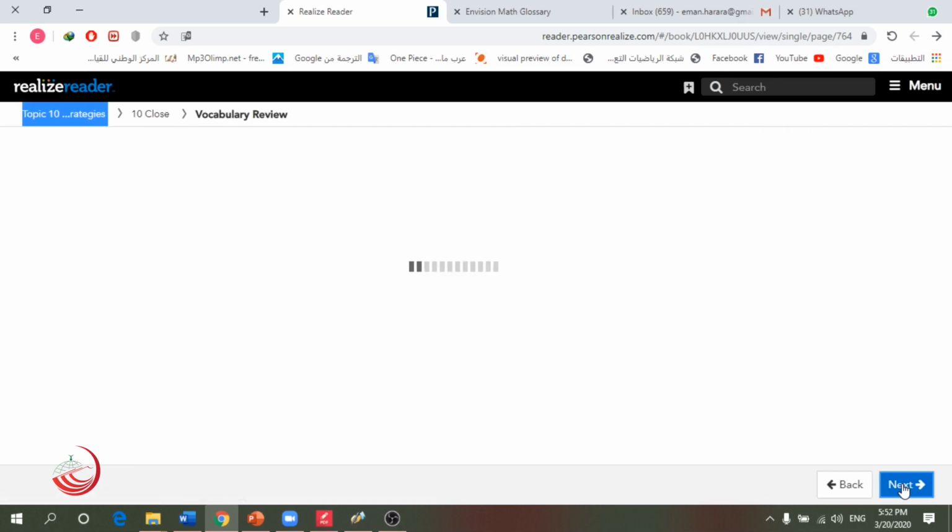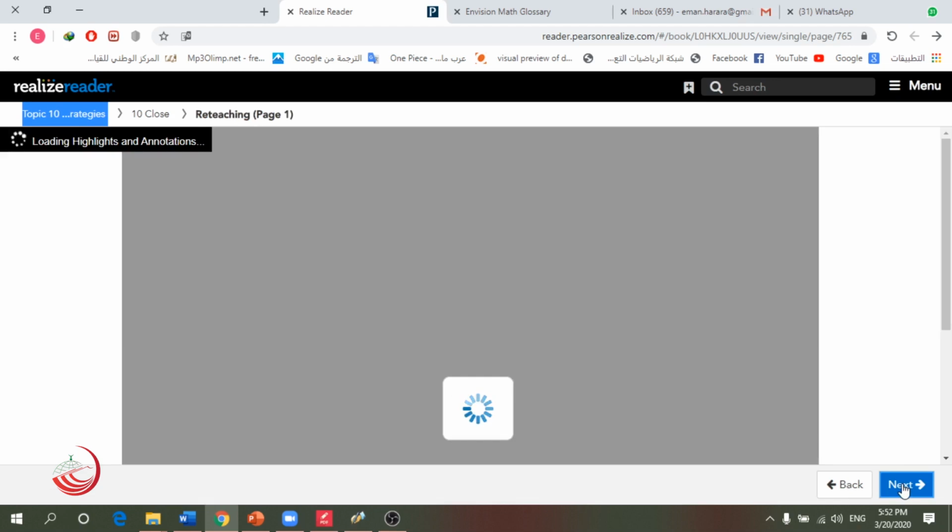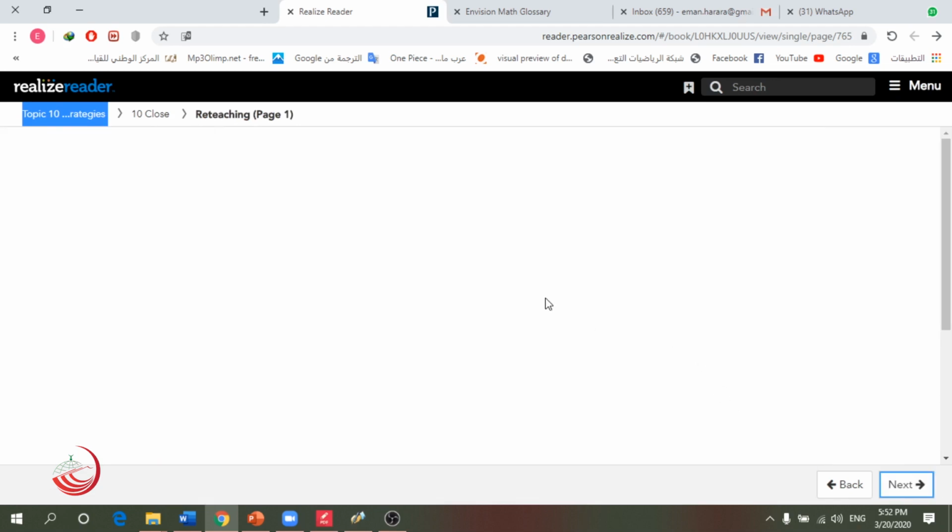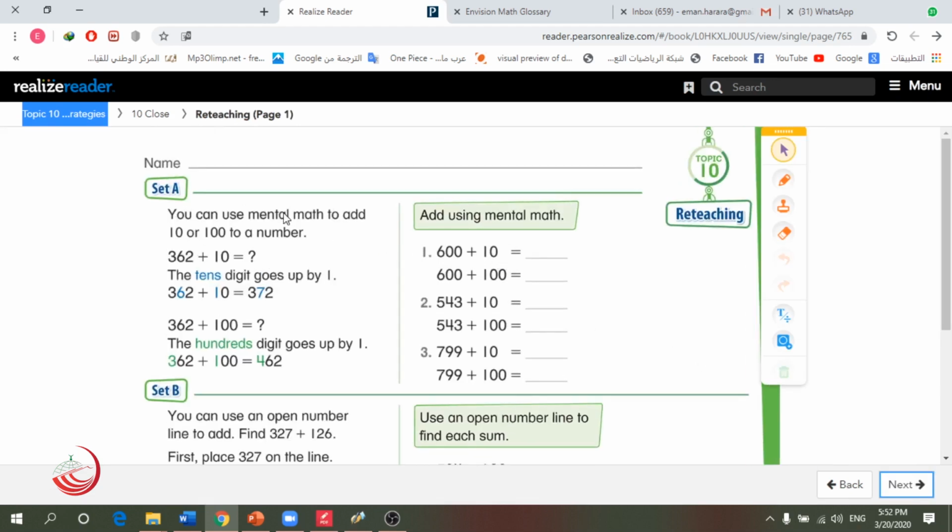Can you go and turn the page to open page 629? Open the page with me quickly and let's start. Now, you can use mental math to add 10 or 100 to a number. Let's see.